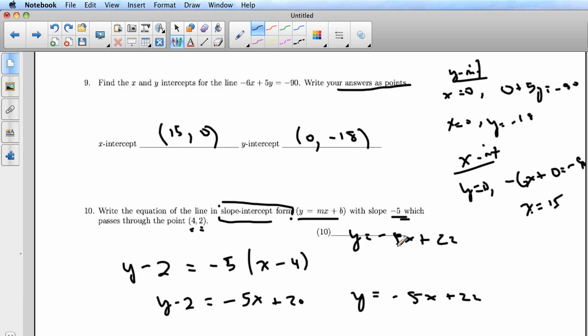Again, it's easy to check because I can know my slope-intercept form, that's my slope, so it's definitely negative 5. And then the question, does it go through that point? That's easy to just stick 4 in for x and then see if 2 comes out for y, and you'll see that it does.